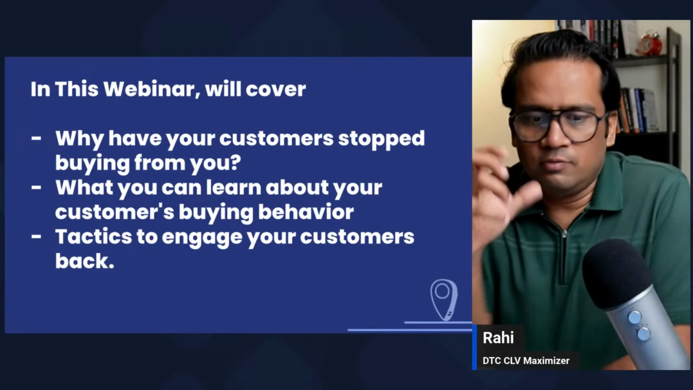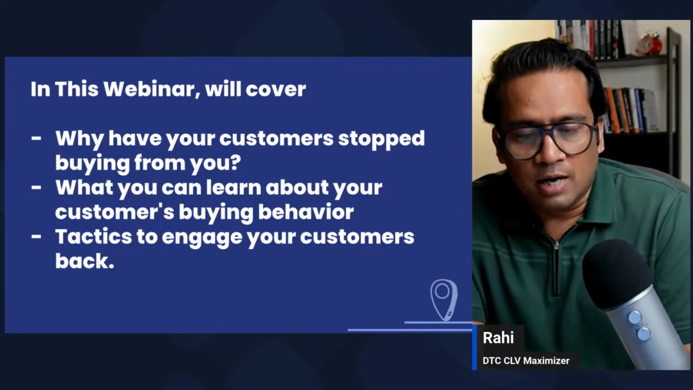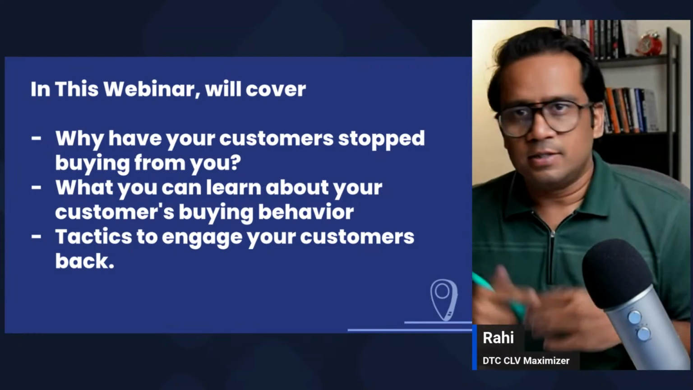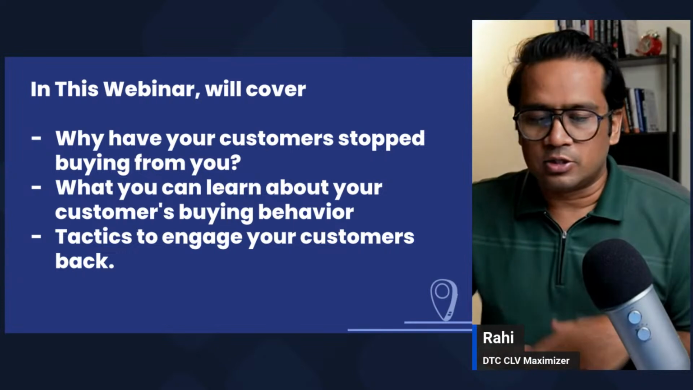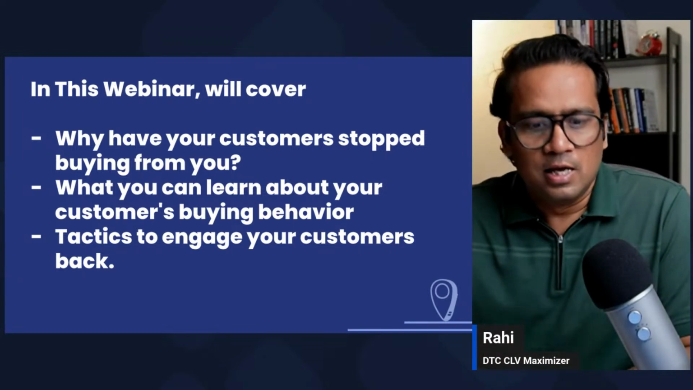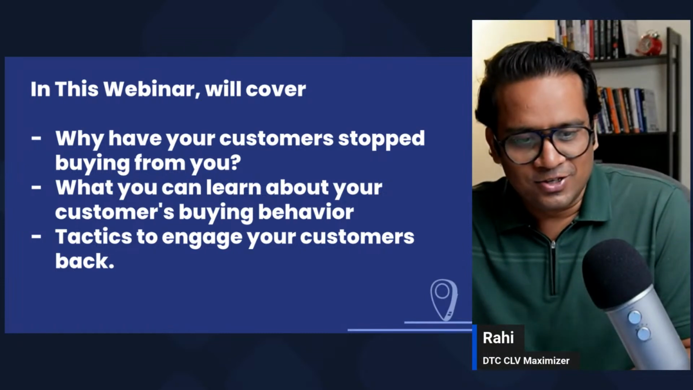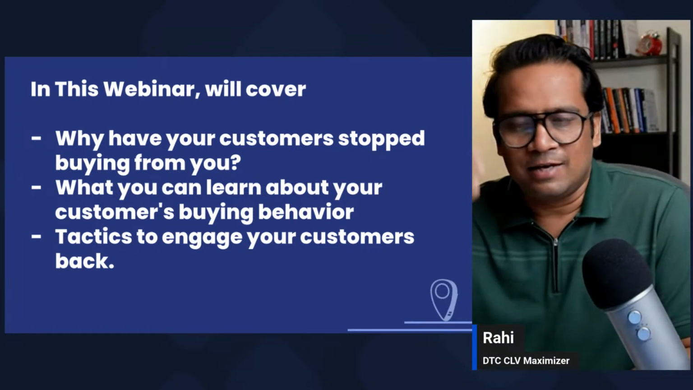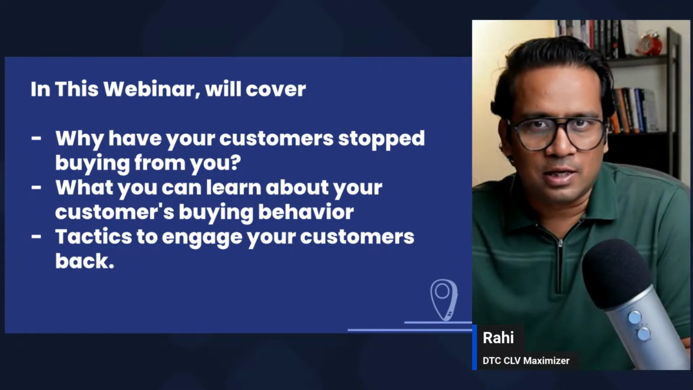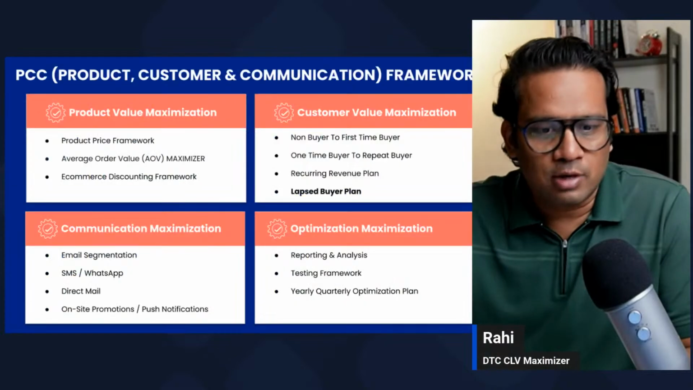In this, we will cover, number one, why your customers stop buying from you. Number two, what we can learn about your customers' buying behavior. And third, the tactics to engage your customers back. So these are the three parts. Prevention is better than cure, so you can prevent it. Second is what you can learn from them, so it doesn't happen with the other customers. And third is tactics to engage them back.